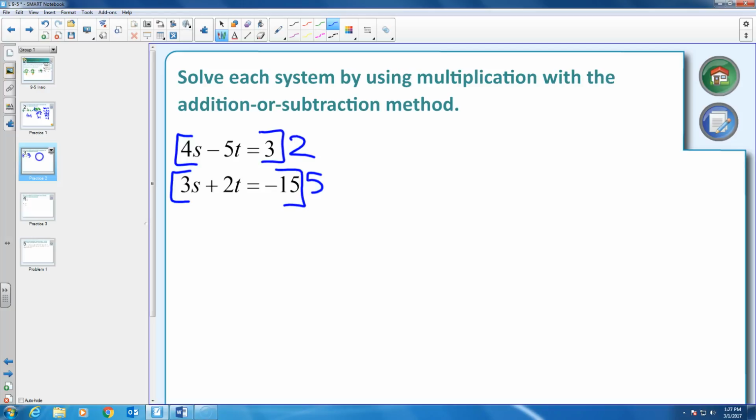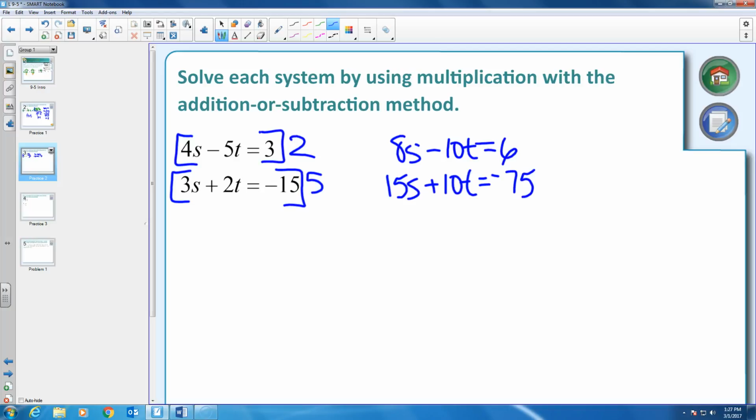2 times 4s is 8s. 2 times negative 5t is negative 10t. And 2 times 3 is 6. Now let's go ahead and multiply that bottom equation by 5. So 5 times 3s is 15s plus 10t. What's negative 15 times 5? Negative 75.